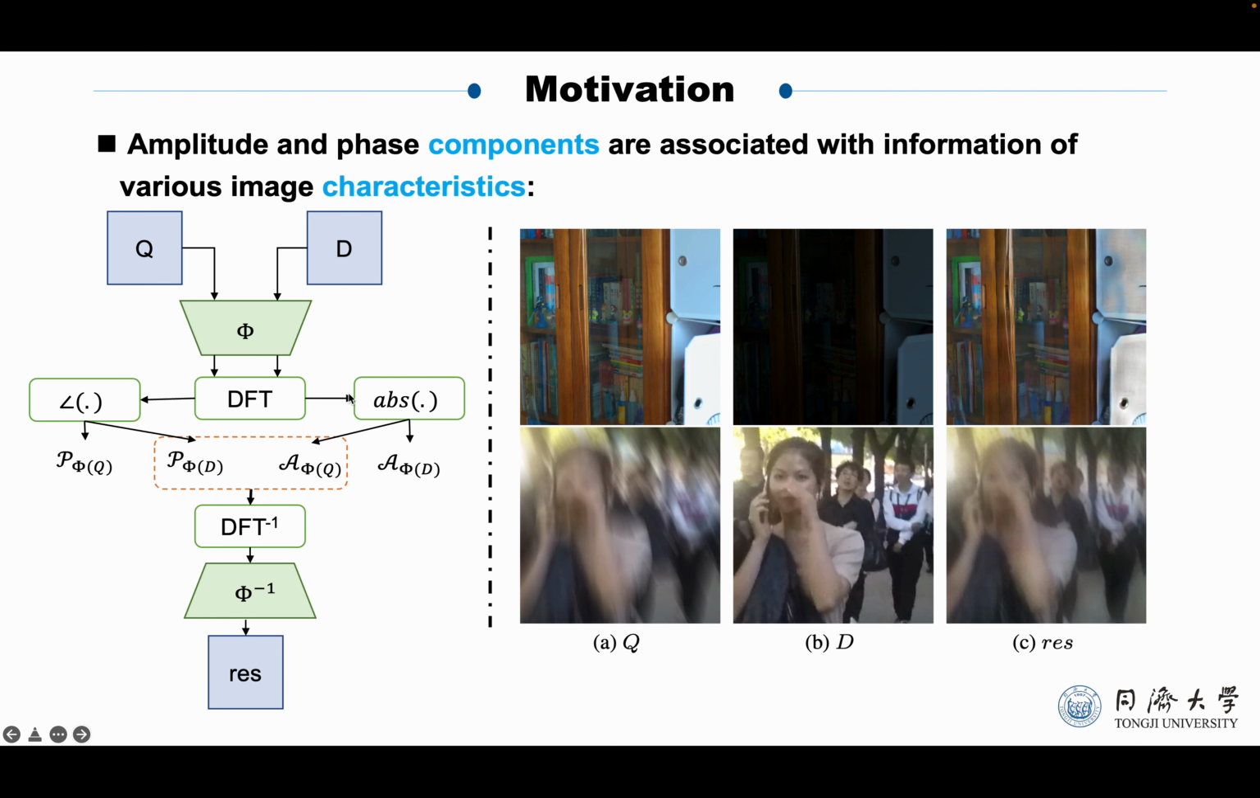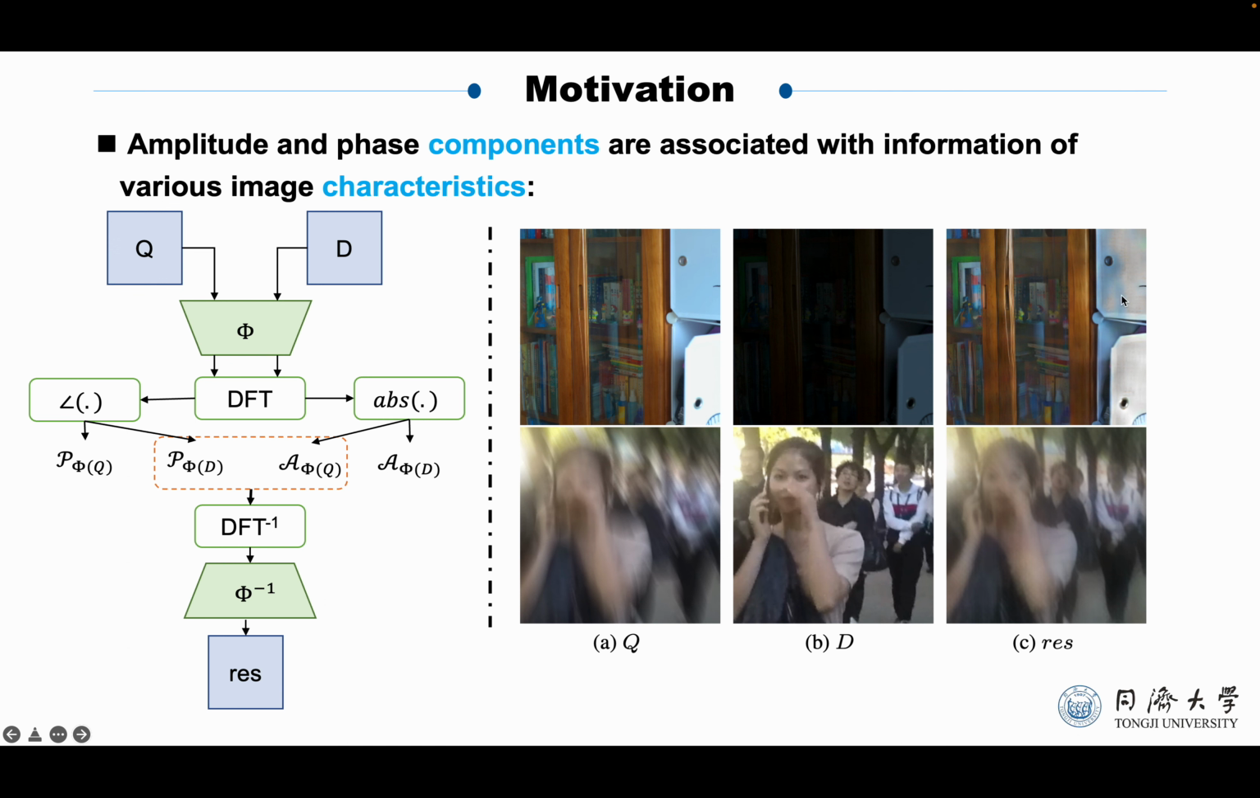We first extract their corresponding features using a pre-trained encoder. Then we use discrete Fourier transformation to extract the frequency components, including amplitude and phase, of the features of image Q and D. Then we combine the amplitude of image Q and the phase of image D, and transform the mixed spectrum back to the spatial domain. Then the feature with mixed frequency components is decoded back into the image domain, generating the result image.